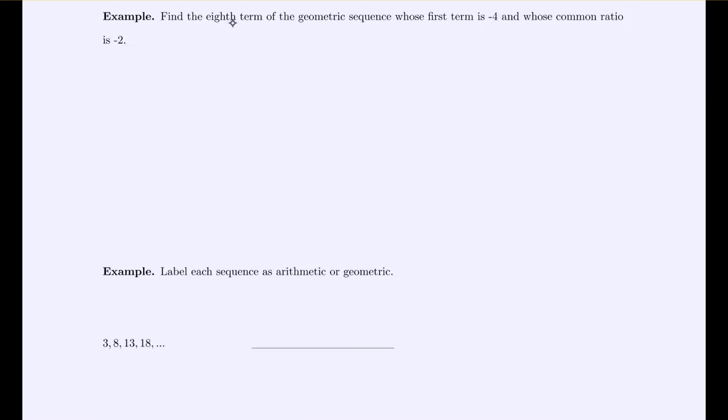Now for our next example, we're asked to find the 8th term of a geometric sequence, and they give us some information. The first term is -4, and the common ratio is -2. You've got a few methods here. You could just write out the first 8 terms of the sequence, and the 8th one is your answer. That's one approach. Definitely feel free to do that.